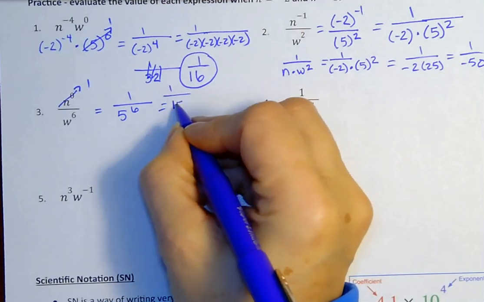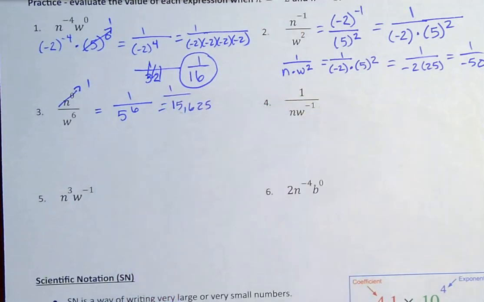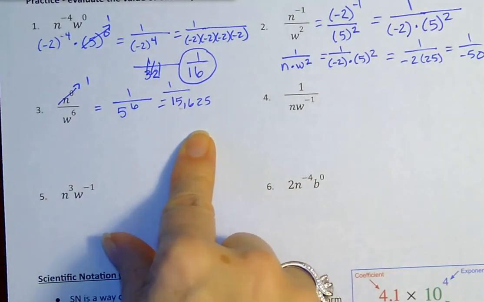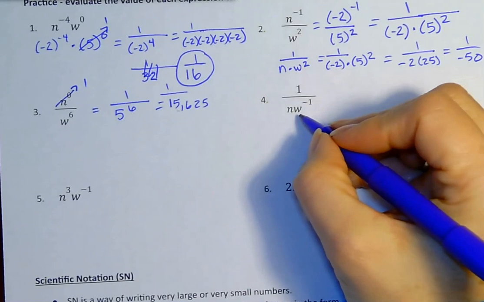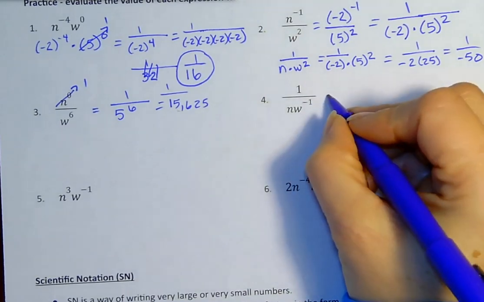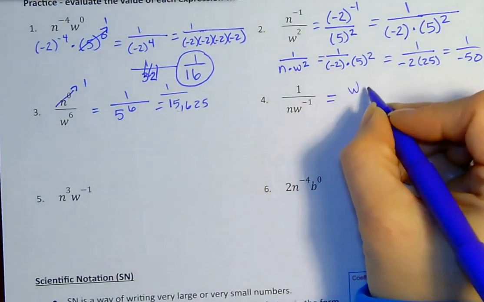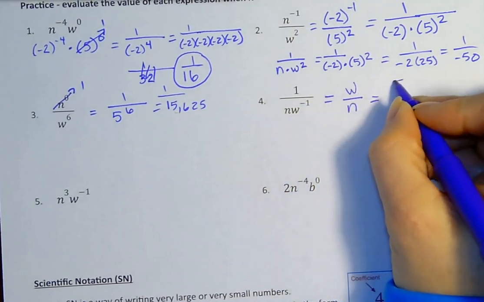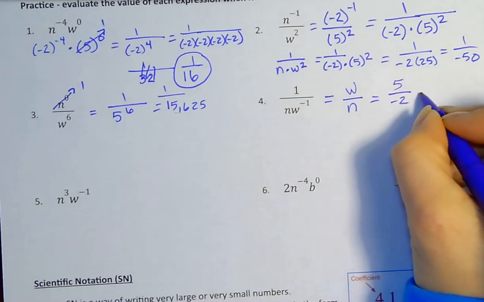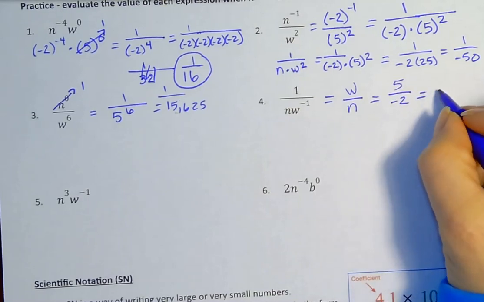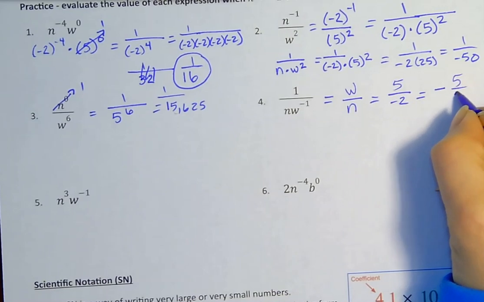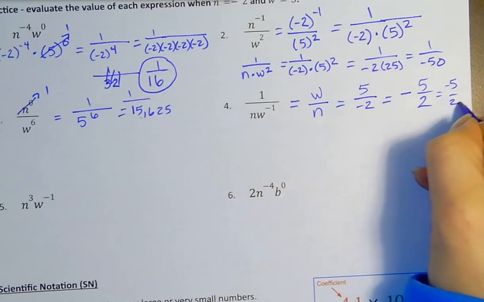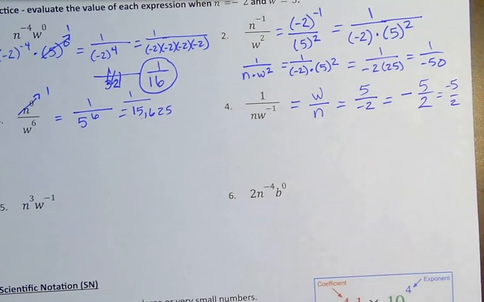Ooh, it's 1 over 15,625. Okay, we prefer that to a big ugly decimal, incidentally. All right, 1 over n times w to the negative 1. If I arrange this with my variables first, I get w over n, which equals 5 over negative 2. We don't like a negative in the denominator either, so we're going to say that's negative 5 halves. Or you can also say negative 5 over 2. Just don't leave that negative in the denominator, please.